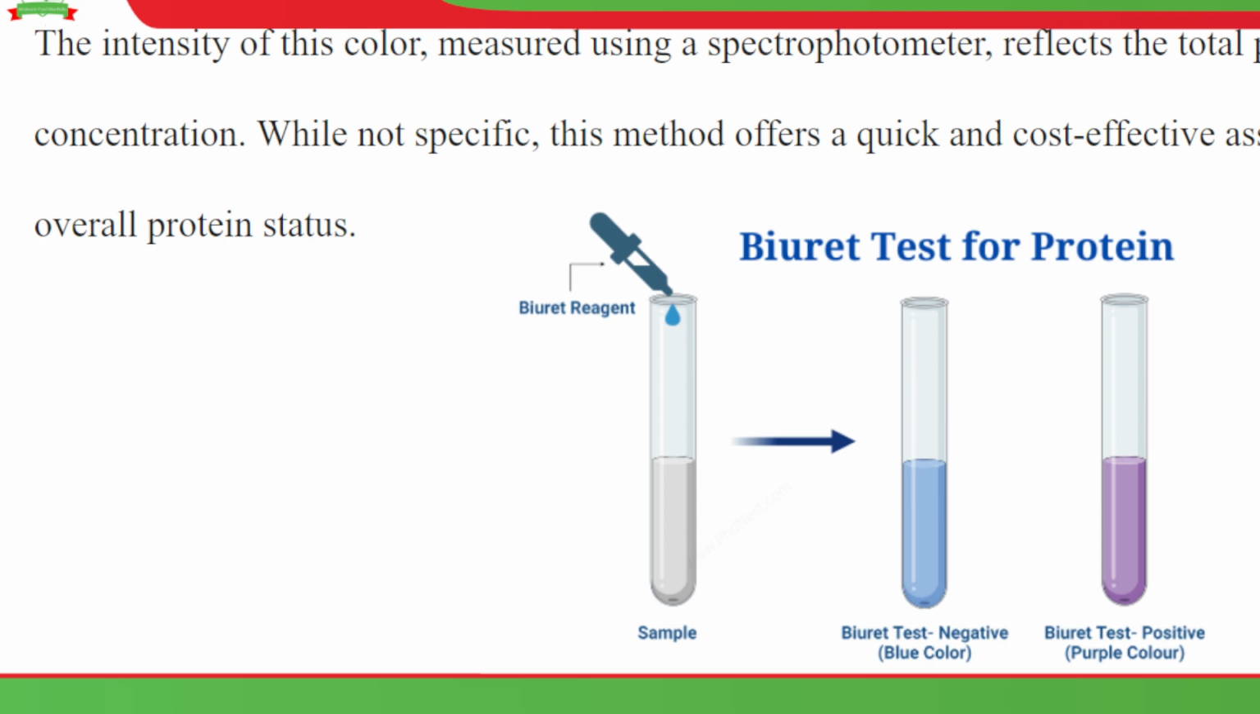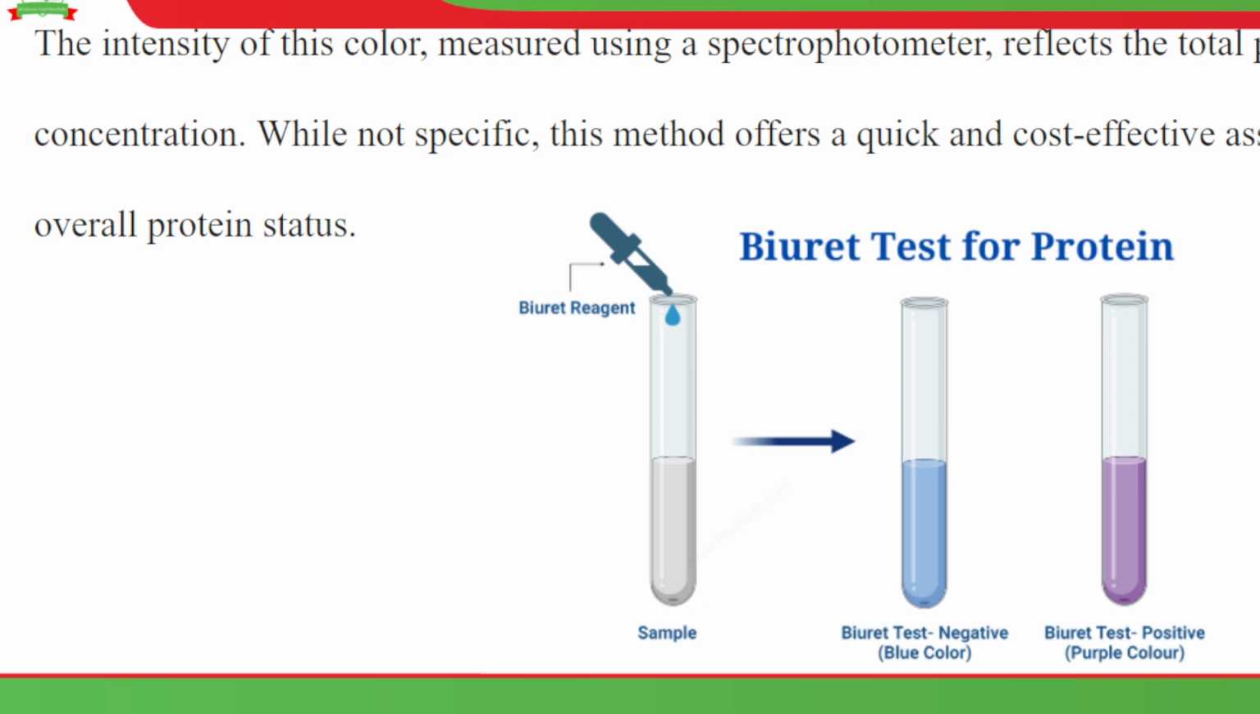So if it is a negative test, the sample will turn blue, given the fact that copper sulfate is blue. It will just turn blue, meaning there's no reaction that took place. But if it turns purple or violet, that would indicate that there are proteins there. So this can give you an insight. If I take my sample and they measure, and it turns blue, meaning my blood has no proteins. If they put the drop of the biuret reagent, which is copper II sulfate, and it turns purple-violet, meaning I have proteins.